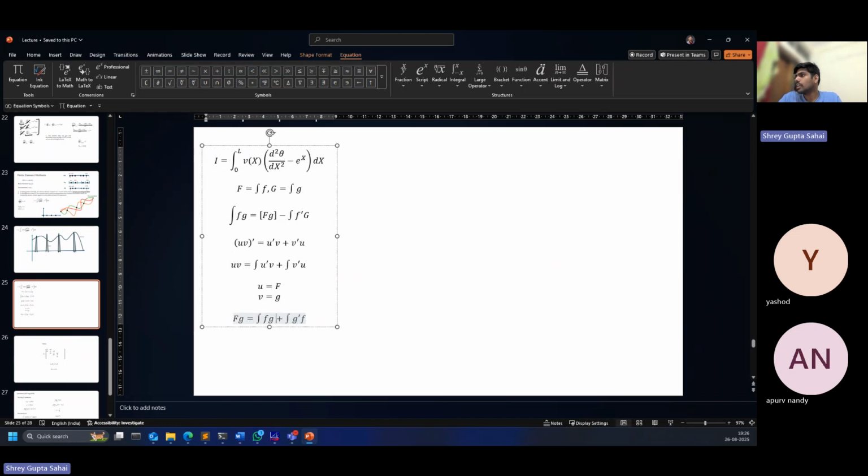Yeah. So now if I take this one on that side, one here, this is okay, right? U is F dash, so FG minus G dash F. So this should be G dash F, isn't it? The way I've taken it is incorrect, but it does not matter. G dash F. This is fine, right?